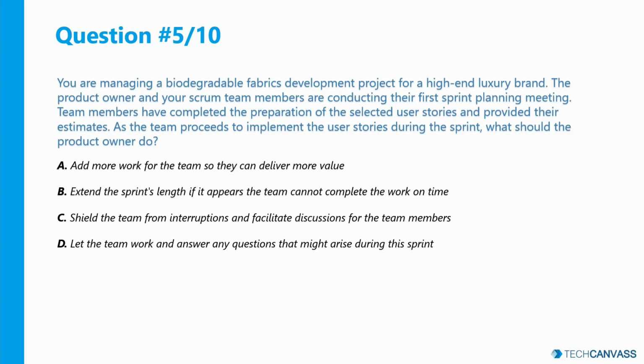Plus, any work items that cannot be completed by the team during the sprint should be returned to the product backlog and rescheduled for upcoming sprints. Therefore, the product owner should be letting the team work and answer any questions that might arise during the sprint. This reflects a commitment both the product owner and the developers have made. So the right option is option D, let the team work and answer any questions that might arise during the sprint.